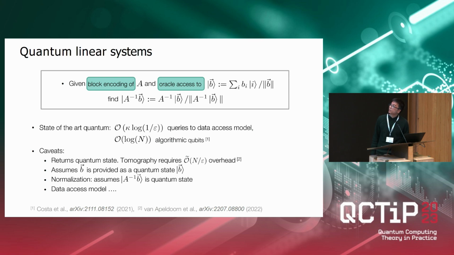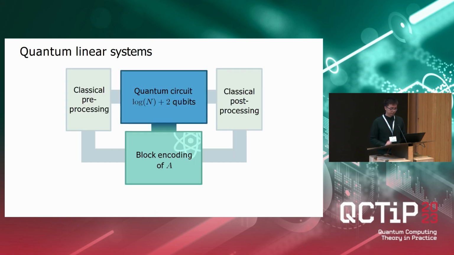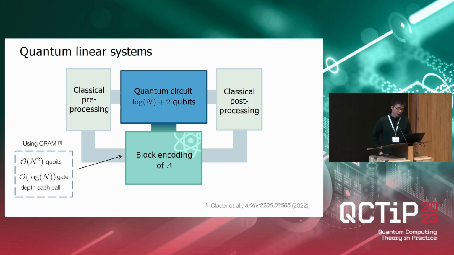And lastly, there's this data access model of block encoding. And so it turns out, to implement this block encoding, one approach, for instance using QRAM, if you want order log n gate depth for each call, requires order n squared qubits to implement. Right? With trade-offs if you want fewer qubits but more gate depth. So this is really asking us for a totally different regime of hardware requirements, right? So instead of order log n qubits, we're now thinking of order n or order n squared qubits. Right?